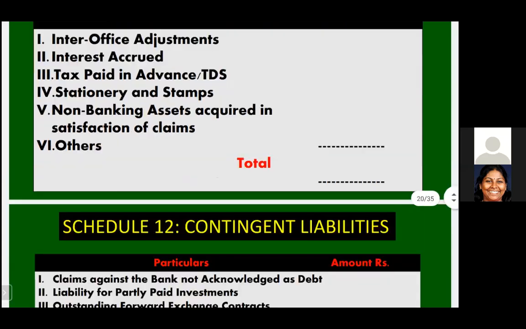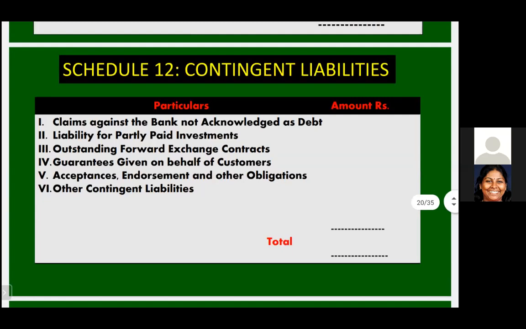Next, schedule number 12. That will not be a part of the balance sheet, but it is shown as a footnote under the balance sheet. This amount will not be considered for totaling purposes, but we need to show this item as a footnote under the balance sheet. What are the items to be considered? Schedule number 12, contingent liabilities: claims against the bank not acknowledged as debt, liability for partly paid investment, outstanding forward exchange contracts, guarantees given on behalf of customers, acceptance, endorsement, and other obligations, any other contingent liabilities.